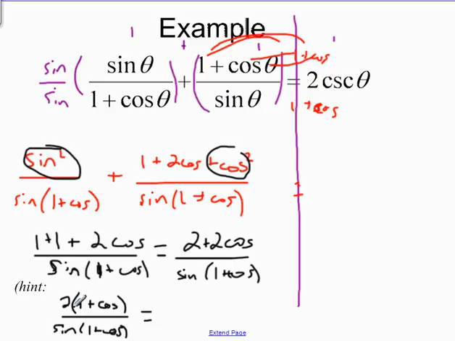So now we notice we're canceling. So you have a 2 and then a 1 over a sine, which will equal 2 times cosecant.